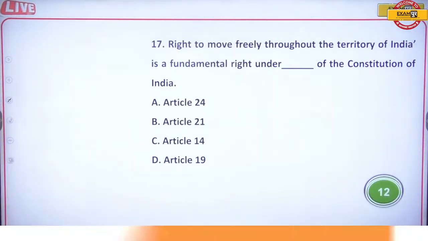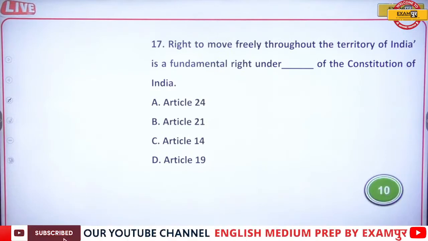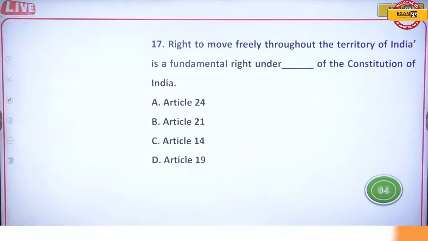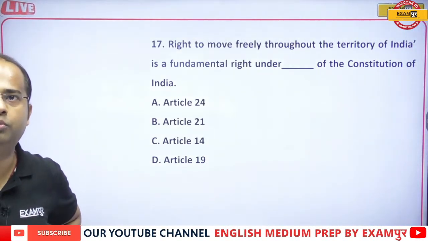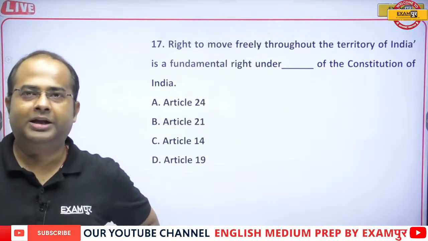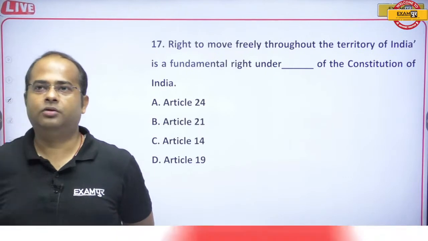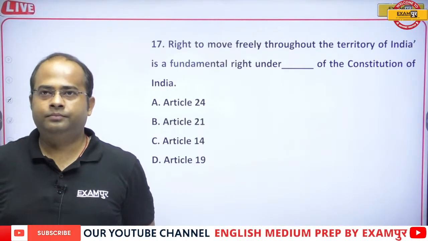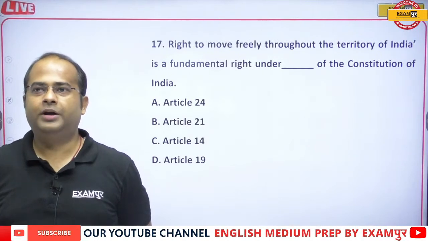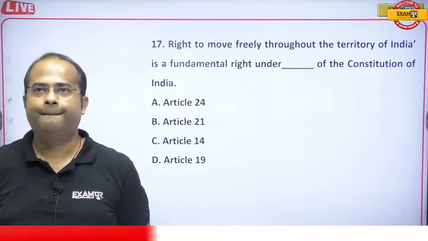Now guys, the next question is: the right to move freely throughout the country is a fundamental right under which article? Article 24, 21, 14 or 19? So the right to move freely throughout India is under which article of the Indian Constitution?